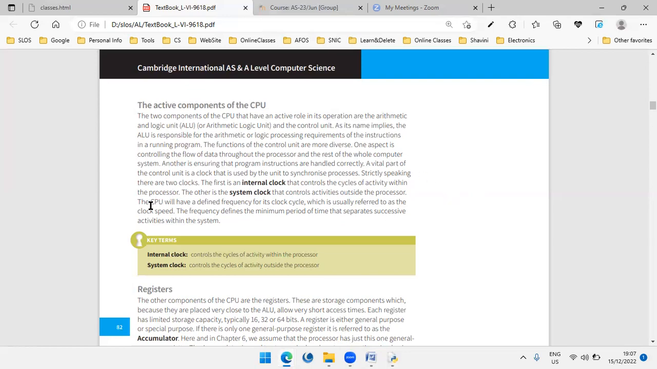That's different. The CPU will have a defined frequency. So the frequency is defined beforehand for its clock cycle, which is usually referred to as the clock speed. Clock speed depends on the CPU, not the system clock, the internal clock, CPU speed. The frequency defines the minimum period of time that separates successive activities within the system.